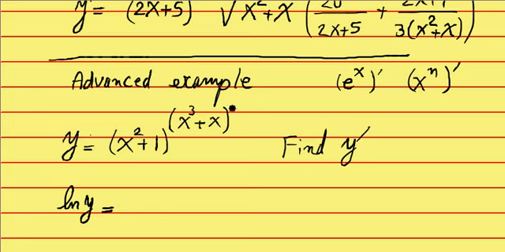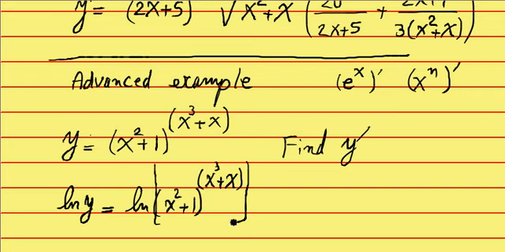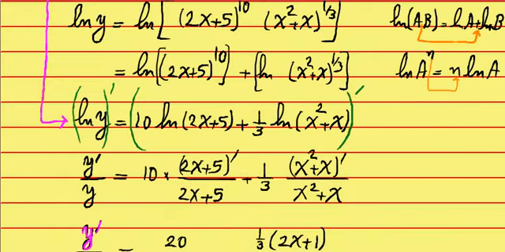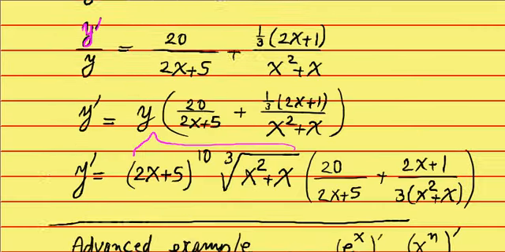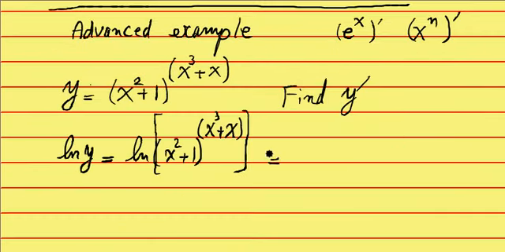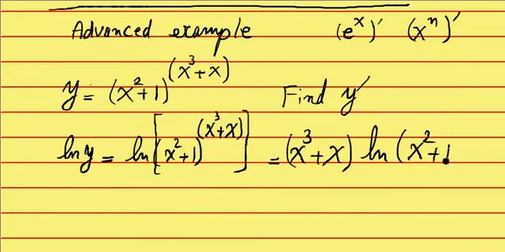I'm going to take a logarithm of this one as well. Logarithm of x squared plus 1 to the power of x cubed plus x. Okay, so the logarithm of this whole thing is being taken. You remember we said a property of logarithm is that the exponent comes up front. That's what is coming to our rescue. The exponent comes up front here and becomes x cubed plus x times logarithm of x squared plus 1.